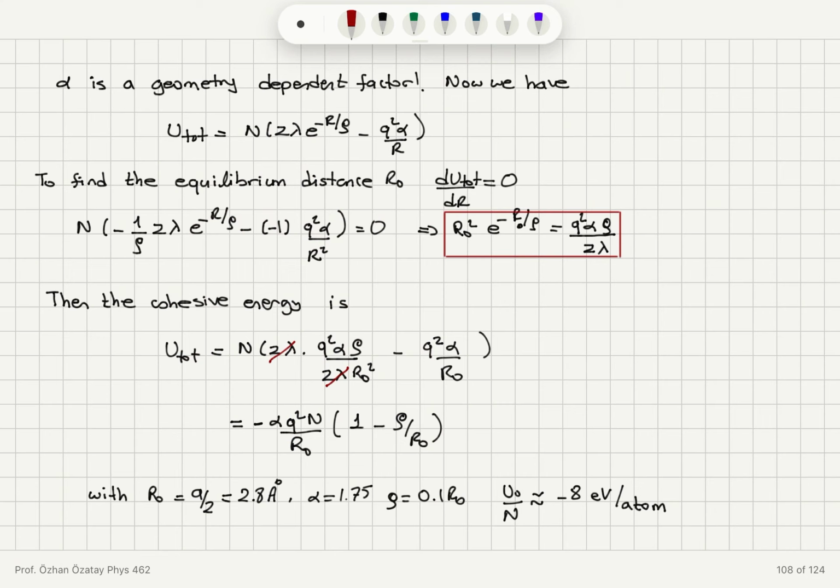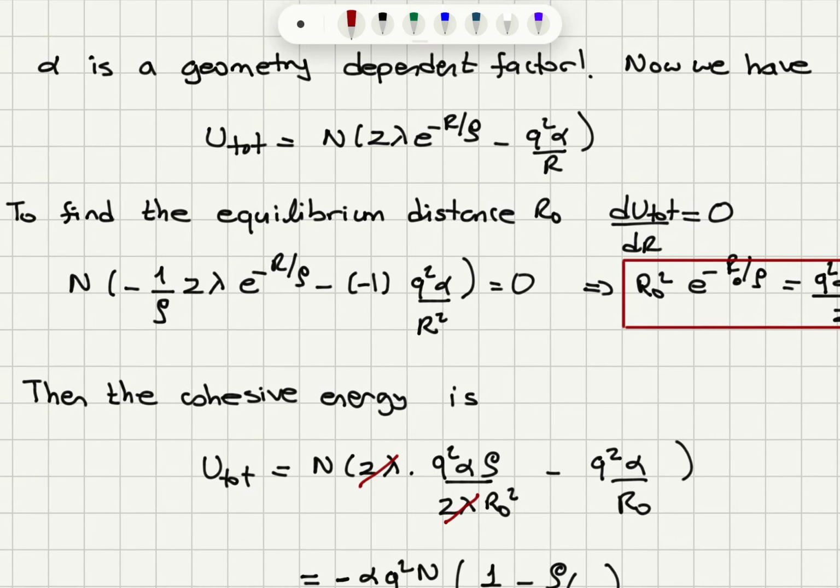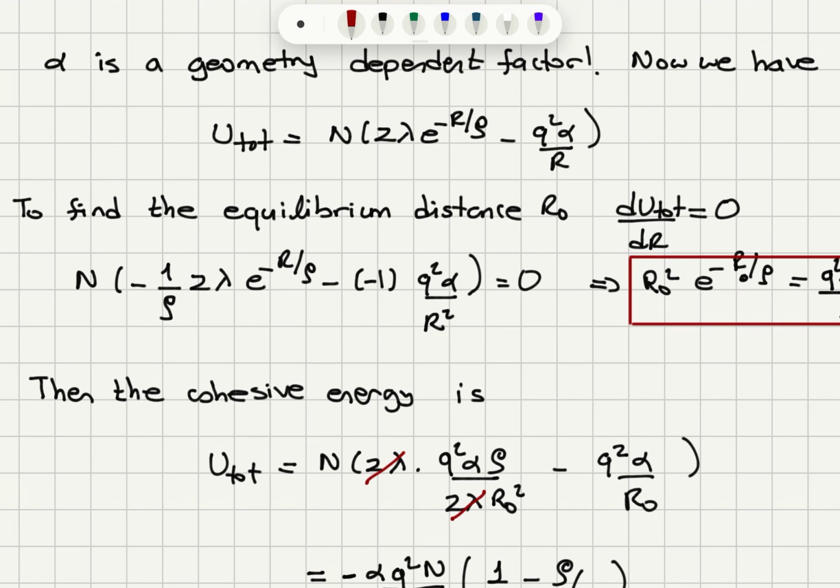So we see that this alpha is a geometry dependent factor, and for the total energy, the Lennard-Jones potential, we have capital N number of atoms, Z lambda e to the minus R over rho, assuming the Pauli exclusion principle applies to only nearest neighbors with Z the coordination number, minus Q squared alpha over R. And we have evaluated this R, let's say.